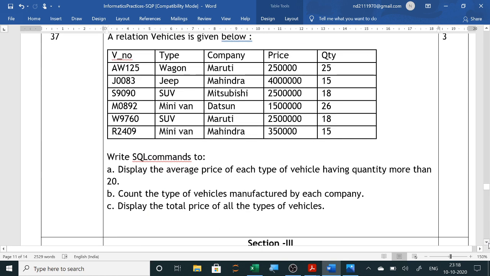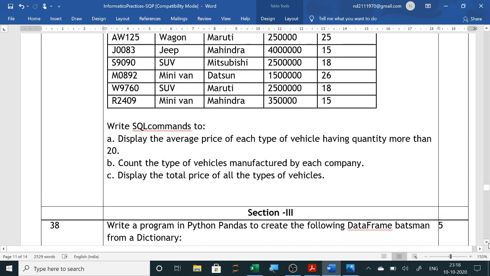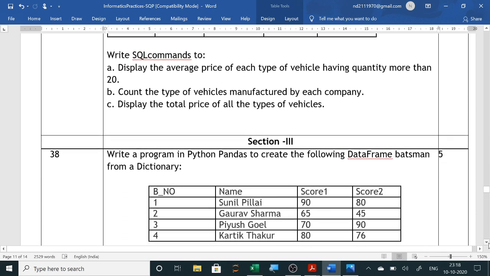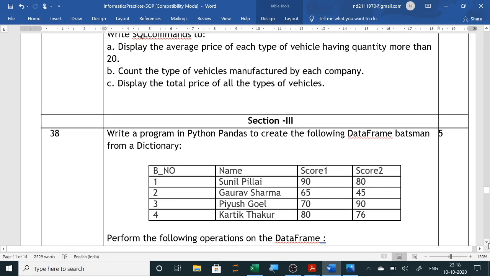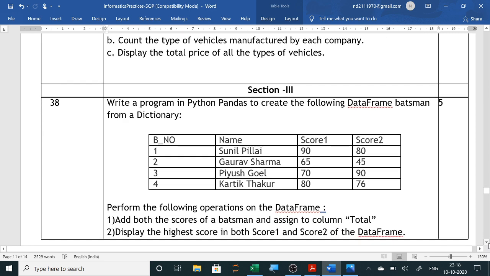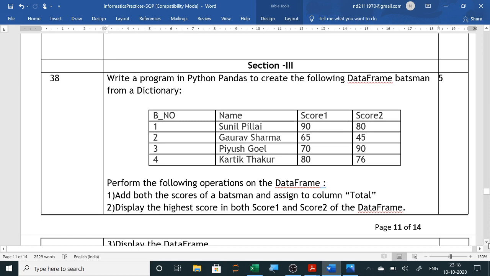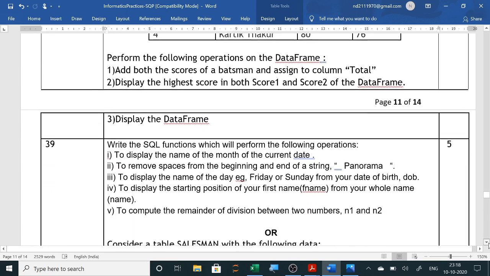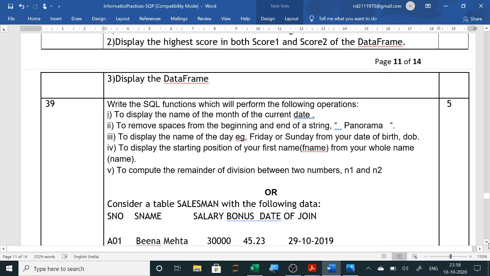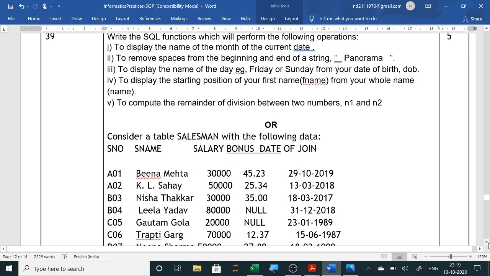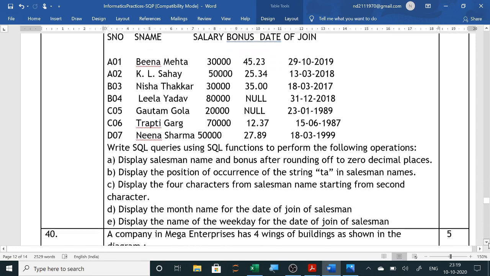Now this one is of 3 marks. So we have to write the select query. That is, SQL command you have to write, and all the 3 select queries, display and count, are given. Select query you have to write. Then section 3 is 3 questions of 5 marks. One is from data frame. Then the next one is your MySQL, 5 questions. Now here also OR is there, means internal choice is there.